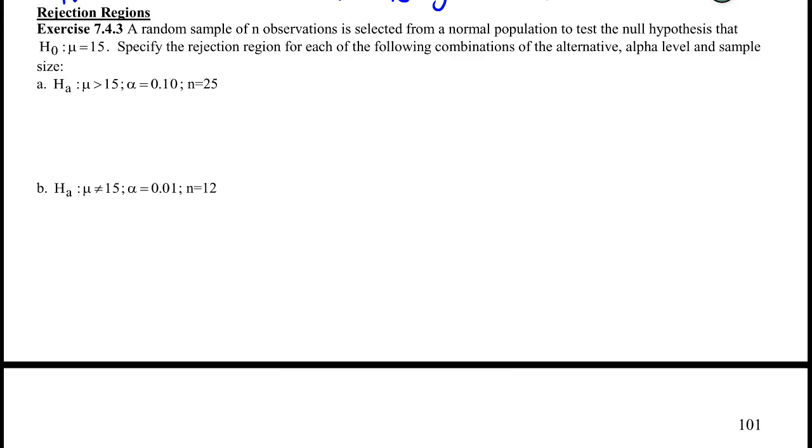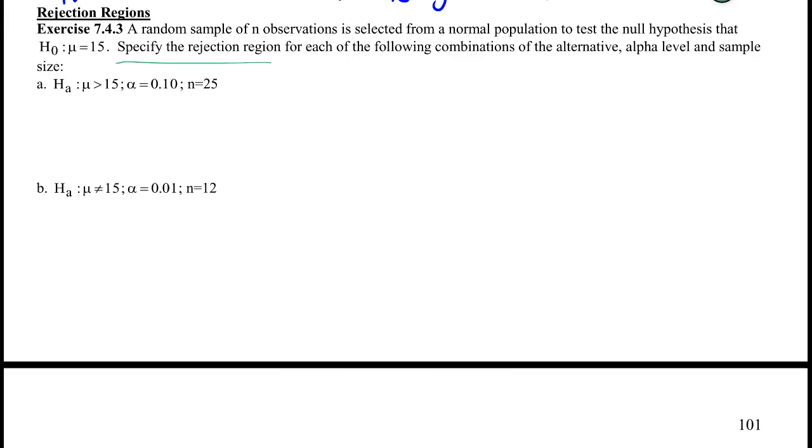rejection regions. So exercise 7.4.3 is to sort of show you that we don't have to get p-values to make our decisions, and what you might see in another stats class or done by someone else using statistics rather than what we do in this class. So here you can see we're dealing with a random sample of n observations, and we're going to go ahead and specify the rejection region. So for all of these, let's go ahead and we'll do them for both, a Z and a T.